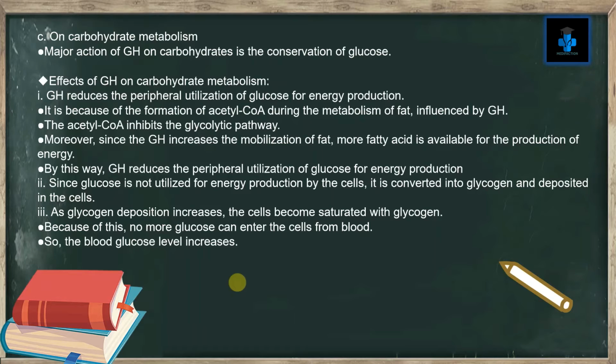Since glucose is not utilized for energy production by the cells, it is converted into glycogen and deposited in the cells. As glycogen deposition increases, the cells become saturated with glycogen. Because of this, no more glucose can enter the cells from blood. So, the blood glucose level increases.